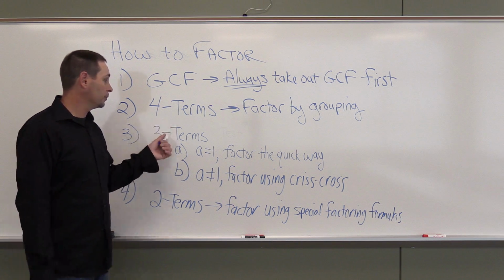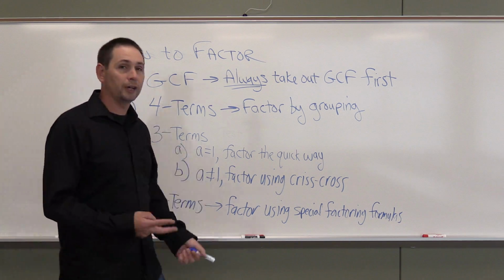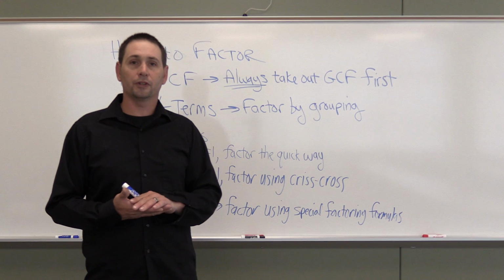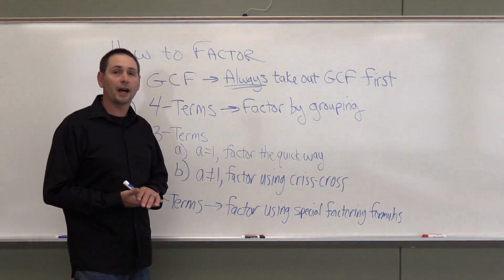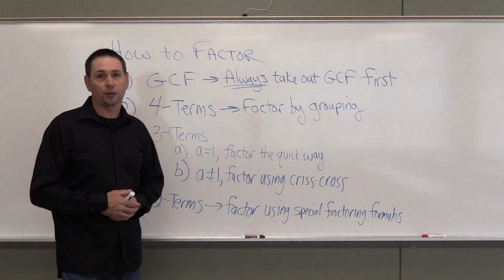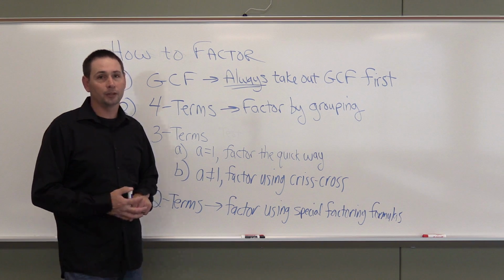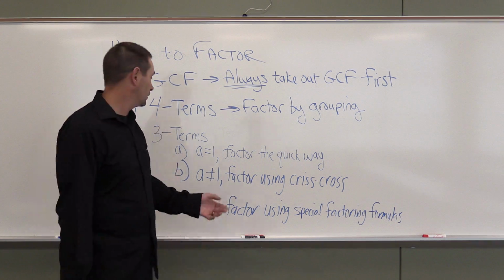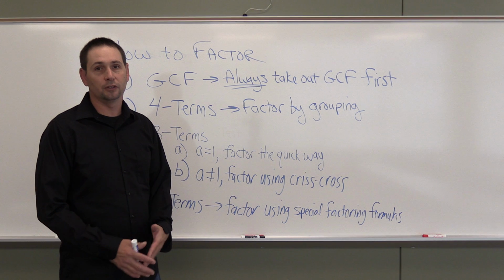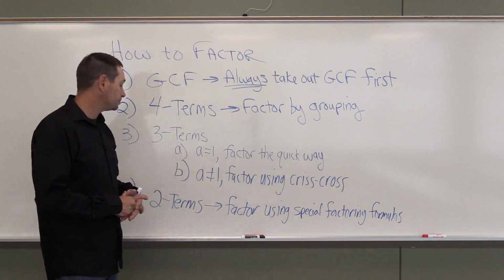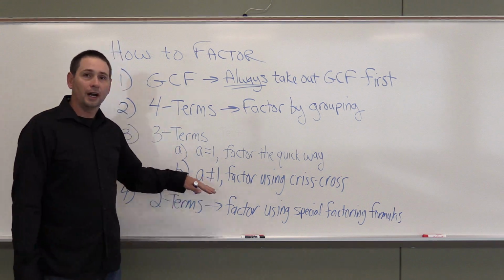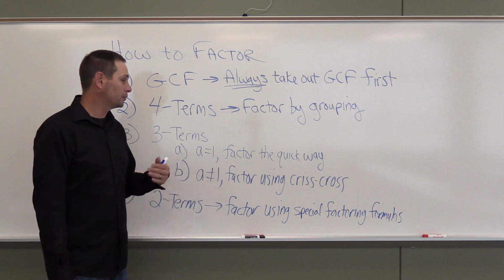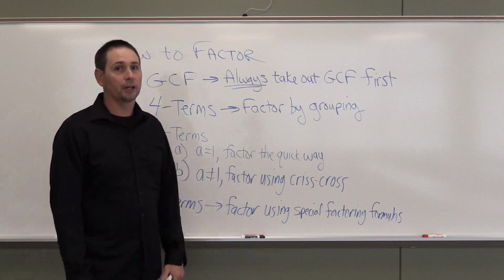In the 3-term ones, there's 2 types. When A is 1, the leading coefficient is 1, then I recommend just factoring the quick way, and we'll talk about that. I mean, you can also do it by the other methods when A is not 1, but it's just easier to do it the quick way. When A is not 1, I'm steering people now towards the crisscross method. I really, really like it.